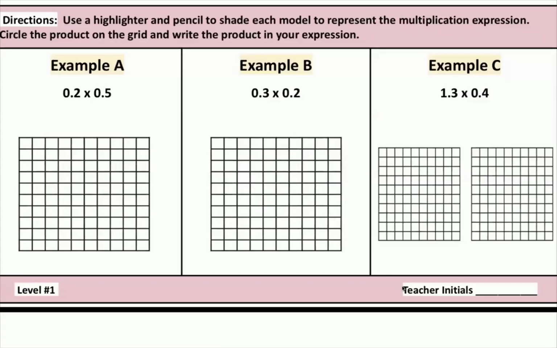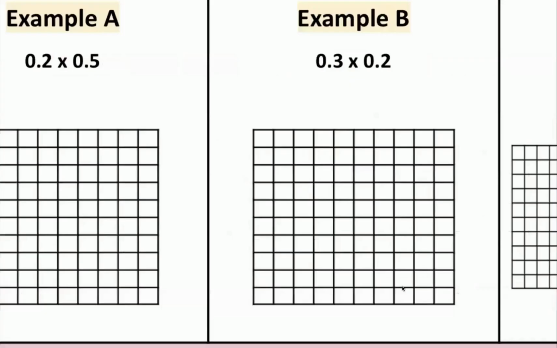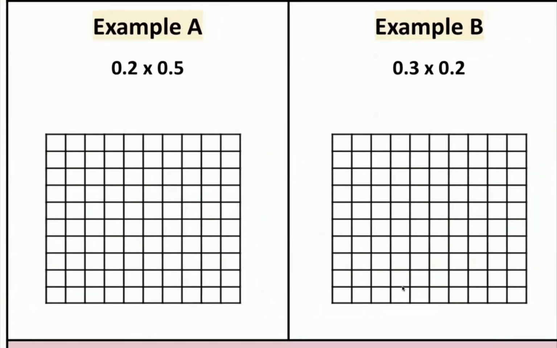The directions say, use a highlighter and pencil to shade each model to represent the multiplication expression. Circle the product on the grid and write the product in your expression. Okay, so I'm going to zoom in on example A. We have 2/10 times 5/10. So I'm going to start by shading 2/10 vertically on my grid, so up and down. And 2/10 is 2 rows of 10.